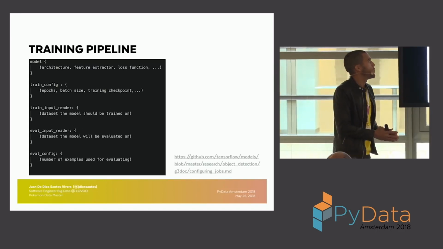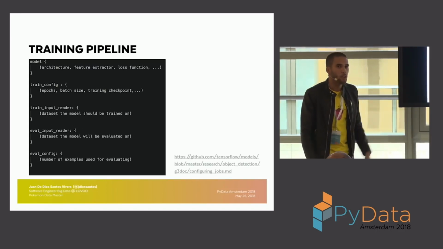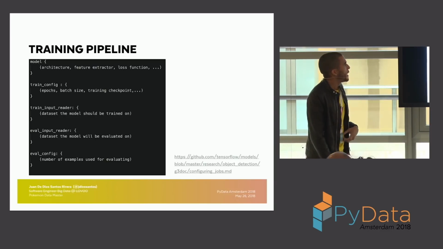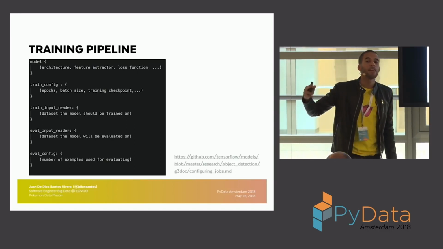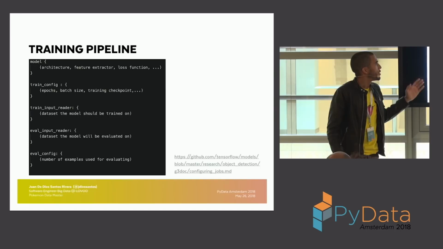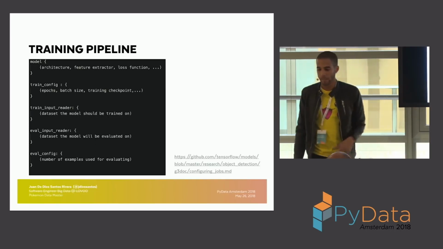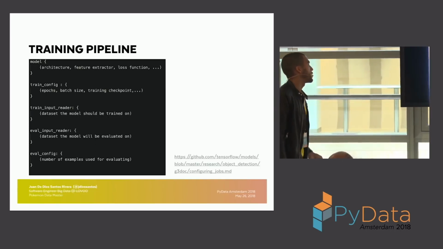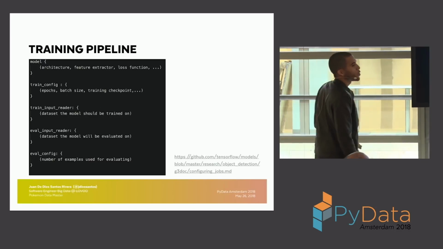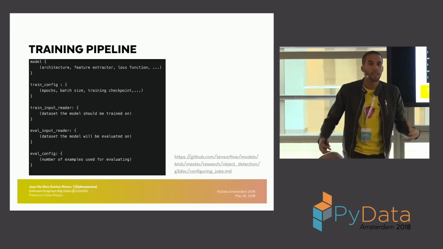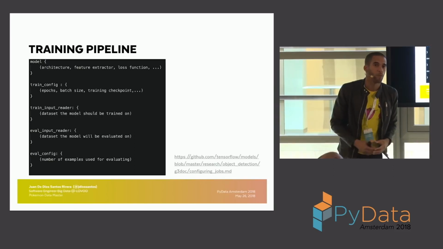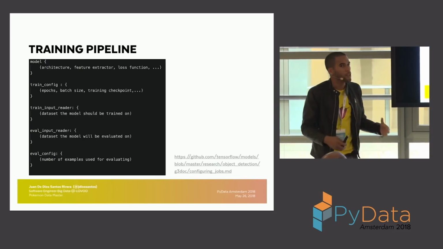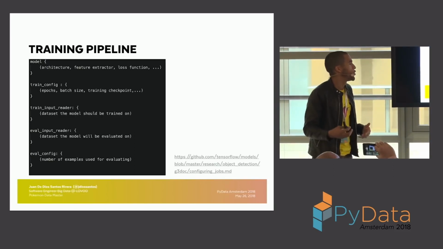So the training here is based on one amazing file. Let's call it the pipeline. And in the pipeline, you specify everything regarding your training. Now, this file is divided into 5 different sections. The first one of them is called model. And in model, we're going to specify the architecture, which is my object detection architecture that I would like to use. We also specify the feature extractor and the loss function.